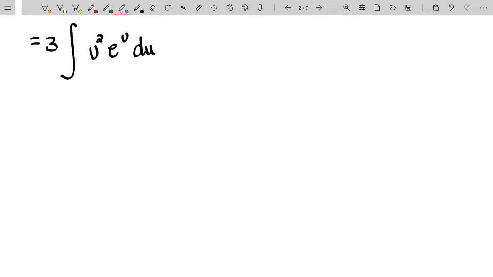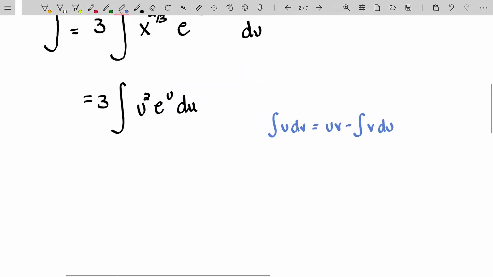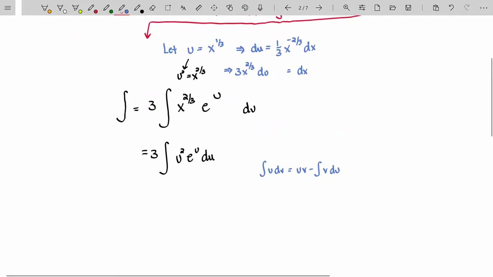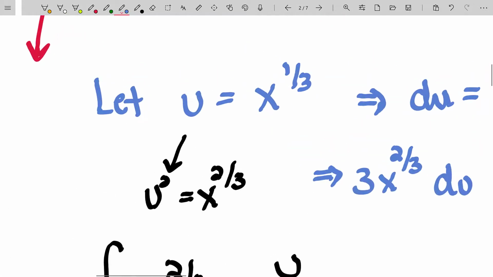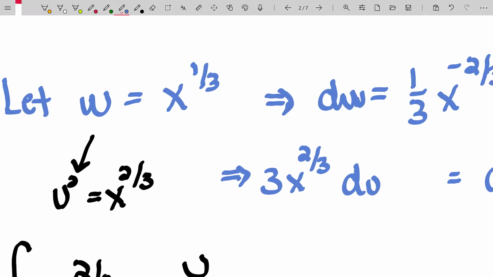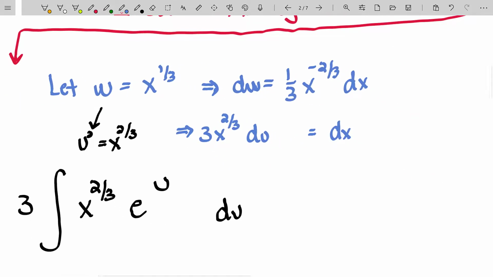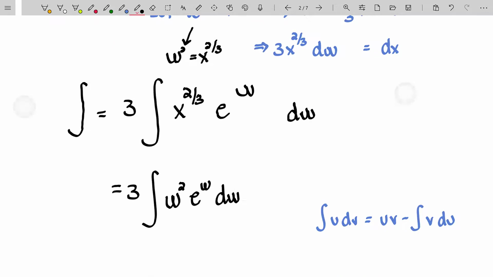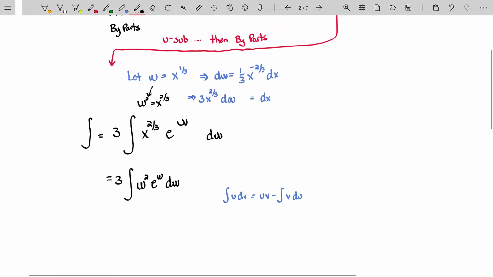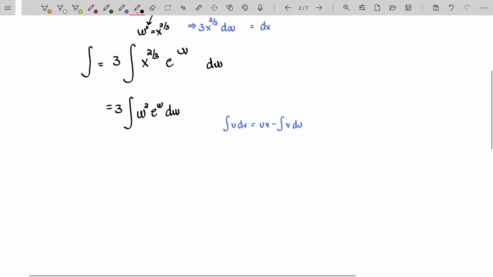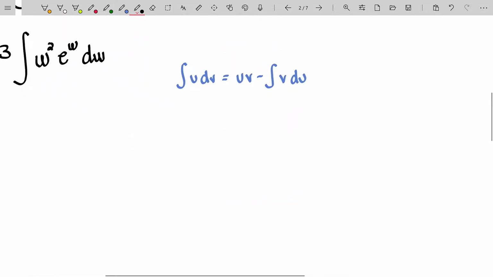Since normally with by parts we use this idea that the integral of u dv is equal to uv minus the integral of v du, and since we've already used the letter u in our substitution here, actually I think what I'll do is I'll quickly trade out that letter u for the letter w, just so that I can make my life a little bit easier. There we go. Now, that was our w sub. Now we can go ahead and use that u and v as they're meant to be used.